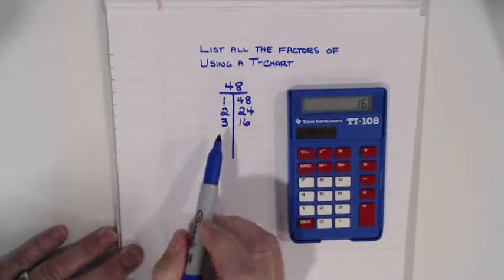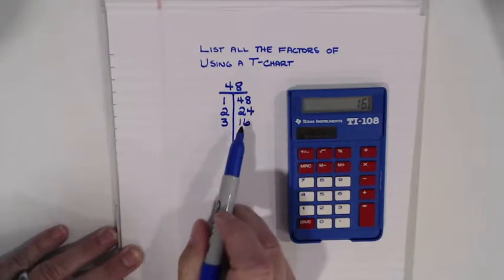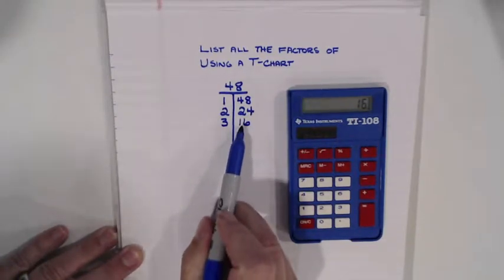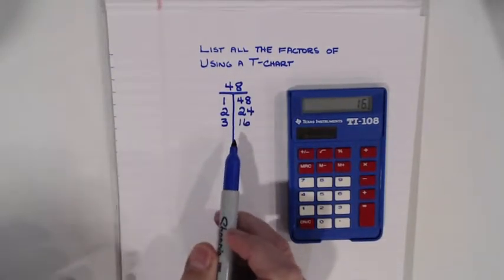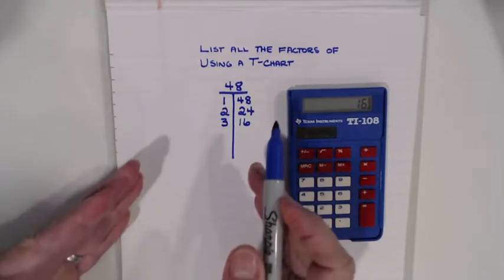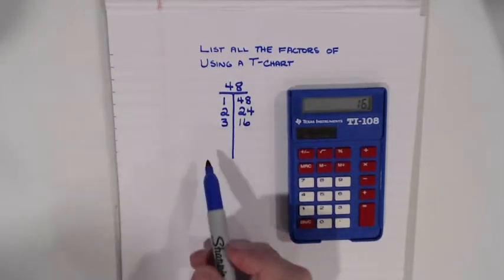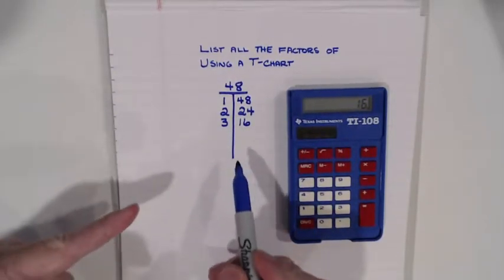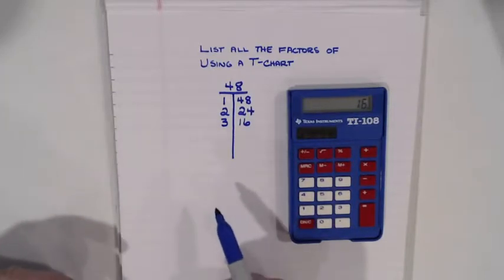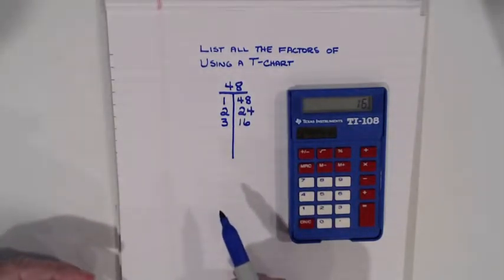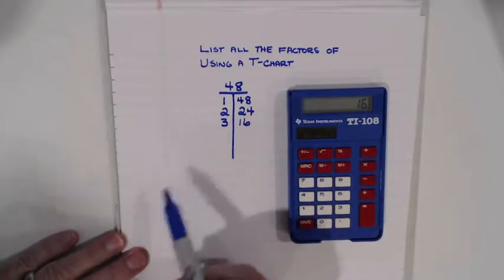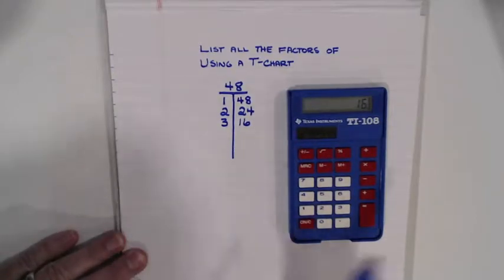Now what's happening is these numbers are converging. Any number in between 16 and 24 is not a factor of 48. As these numbers converge, I'm eliminating other numbers. As these things get closer and closer, the number of numbers I have to check gets smaller and smaller. I really only have to check numbers between 3 and 16 now.